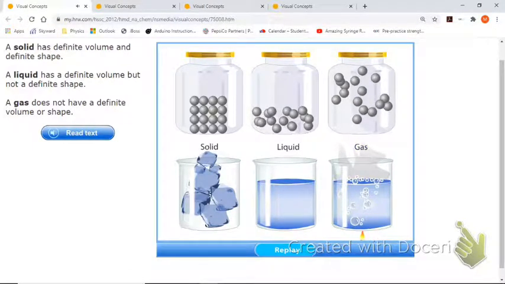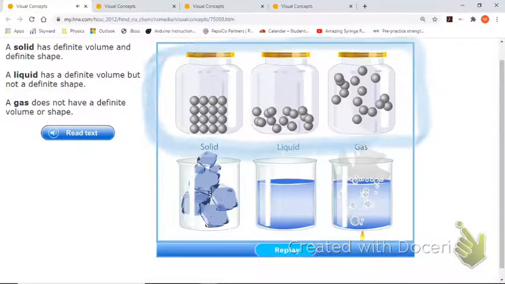So as you're looking at this and trying to figure out what to draw, do your best rendition of the drawings that are here at the top for the solid, liquid, and gas.